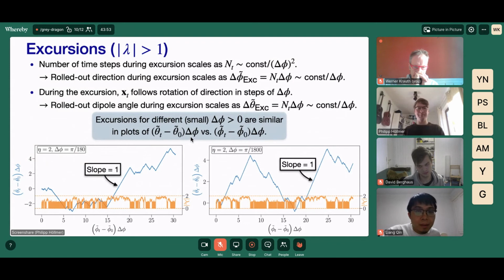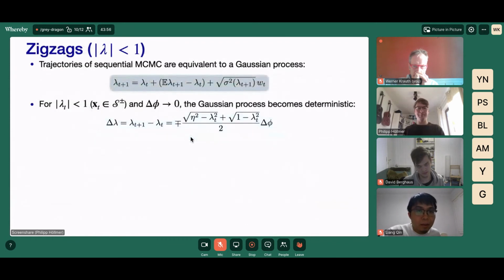So we now understood the excursion regime. We're left now with the zigzag regime, where the absolute value of lambda is smaller than 1. So we go back to our Gaussian process. We again Taylor expand our expectation and variance of our lambda t+1 random variable for small delta phi. And here something interesting happens, because this drift term is proportional to delta phi. However, the variance was proportional to delta phi squared. This is different to the excursion regime. So in this regime, the Gaussian process becomes deterministic, because we can neglect the variance term, basically.